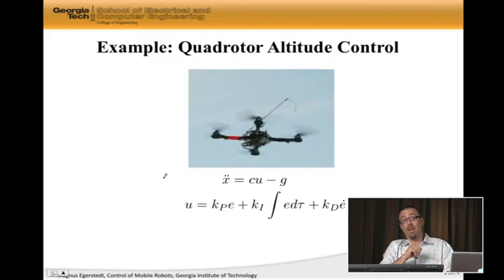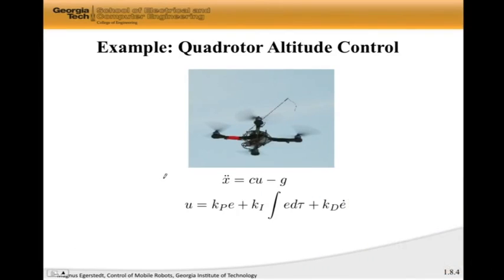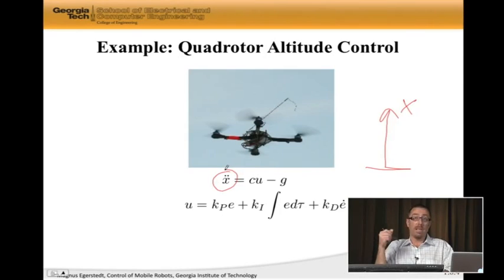Now let's do it. We're going to do altitude control, which means we're going to control the height, how high up in the air a quadrotor is. And the model we're going to use is, well, x is going to be the height. Here's the ground, so x is how high up this thing is. And x double dot, which is the acceleration of the quadrotor, well, gravity is pulling it down, so there has to be a minus g somewhere.